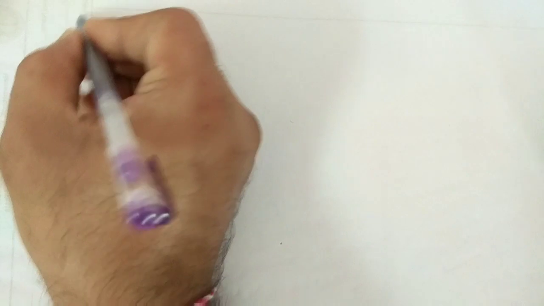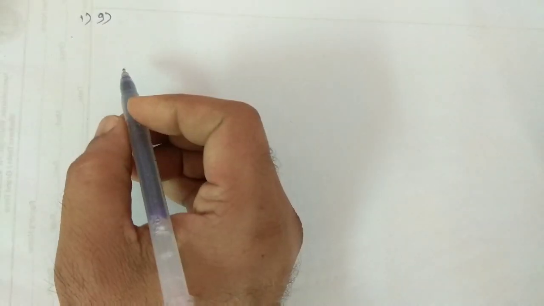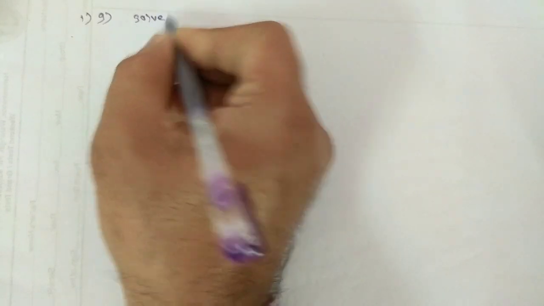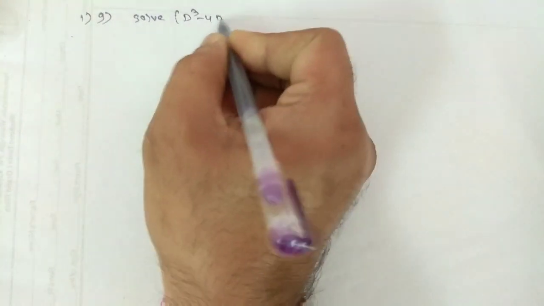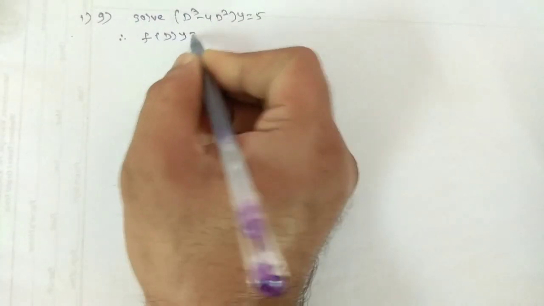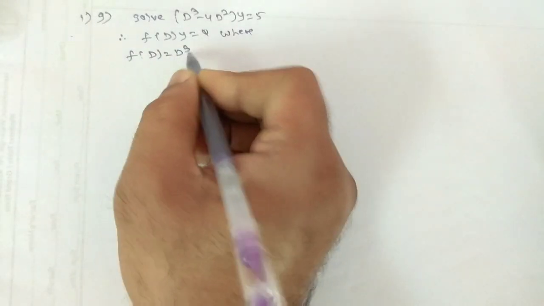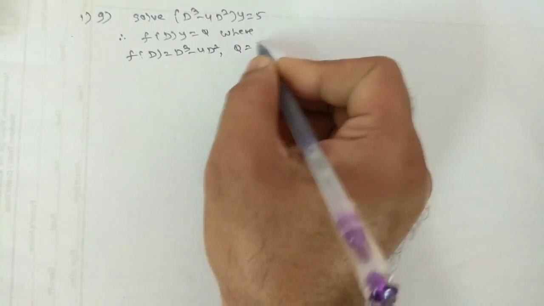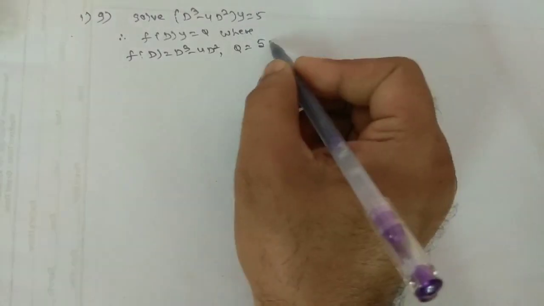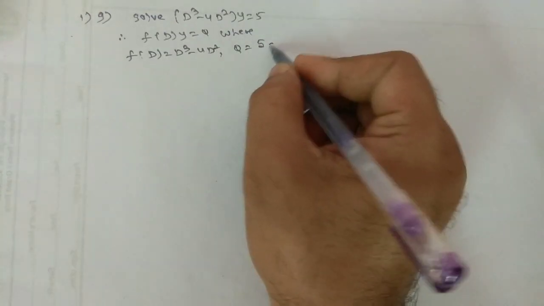Now let us have the next problem. It is 1G. Solve (D cube minus 4D squared) y is equal to 5. In order to get this value, they have already given it in symbolic form. So the given equation you are writing in the symbolic form, f(D) y equal to Q, where f(D) is nothing but D cube minus 4D squared. And Q is nothing but 5. Right side is only a constant term, that 5 into e to the power 0x.